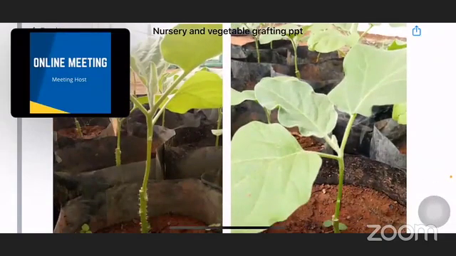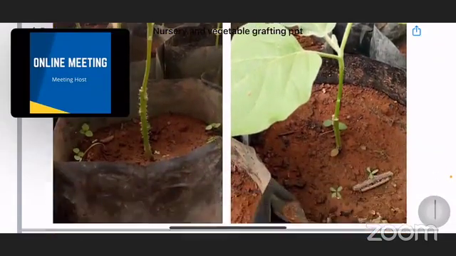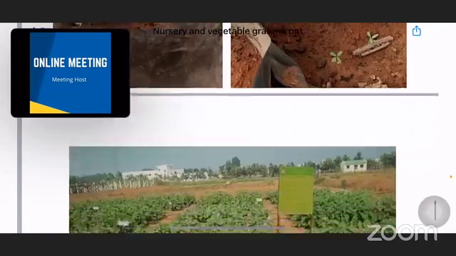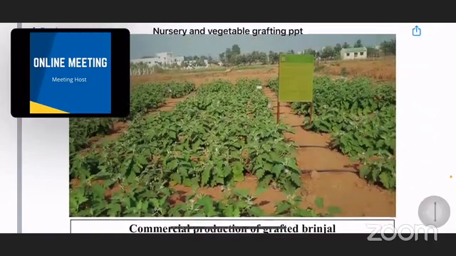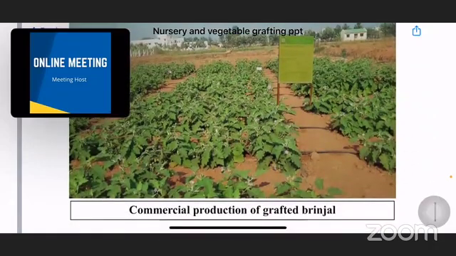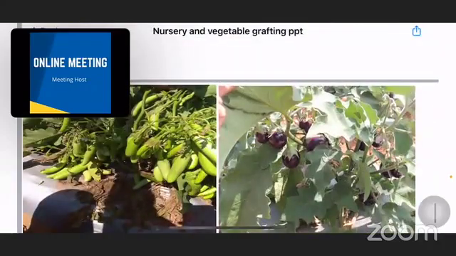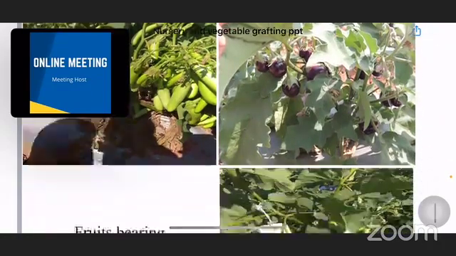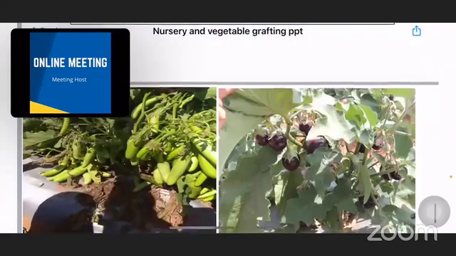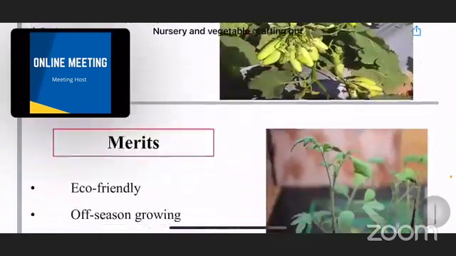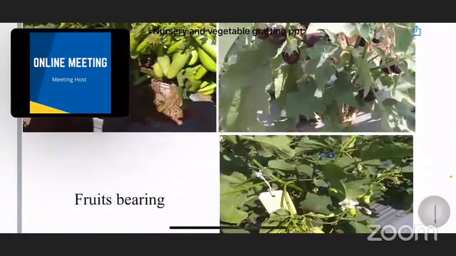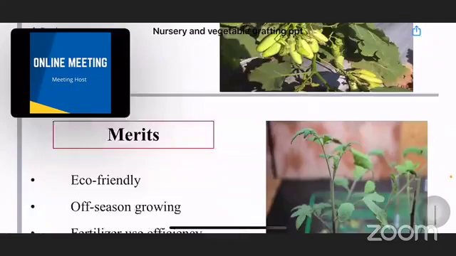These grafted plants can also be grown in polybags. Likewise, this is the main plot, commercial production of grafted brinjal. See the bearing of the brinjal, long type and also round type, purple and green. This is how grafted plants are made.